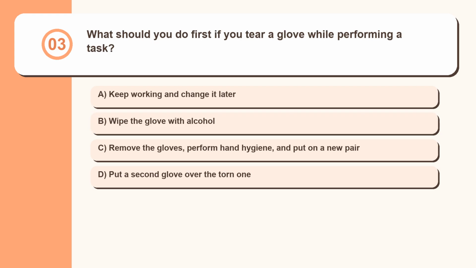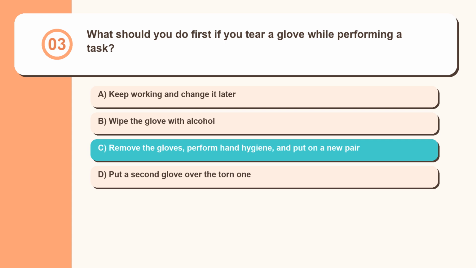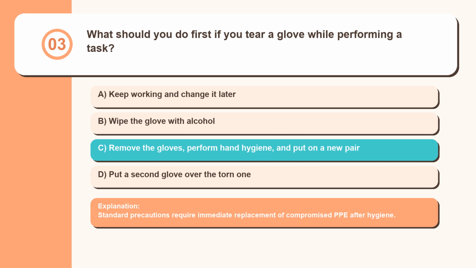Question 3. What should you do first if you tear a glove while performing a task? Keep working and change it later; wipe the glove with alcohol; remove the gloves, perform hand hygiene, and put on a new pair; put a second glove over the torn one. Standard precautions require immediate replacement of compromised PPE after hygiene.